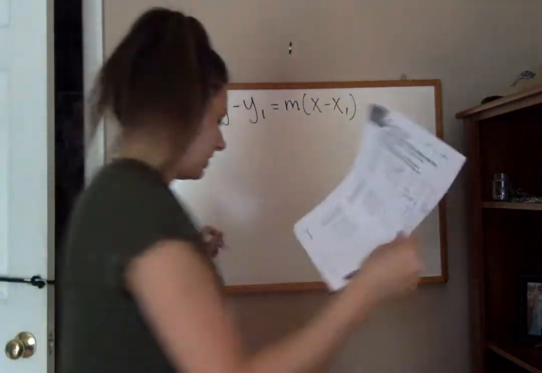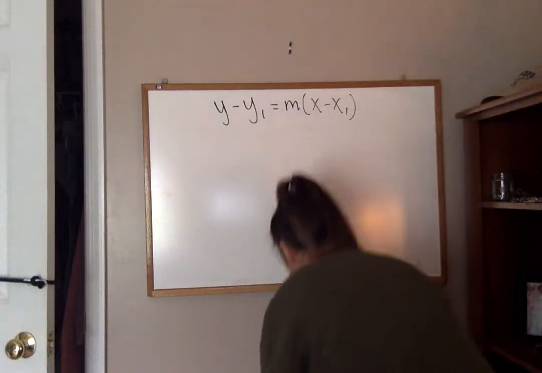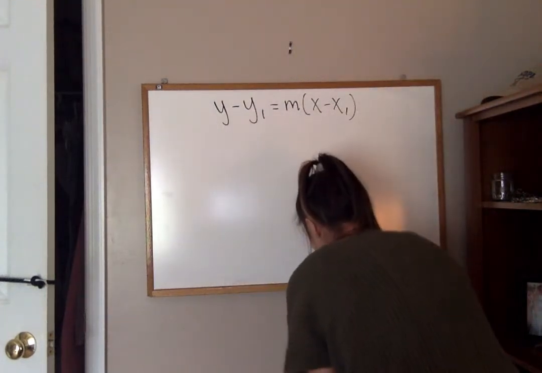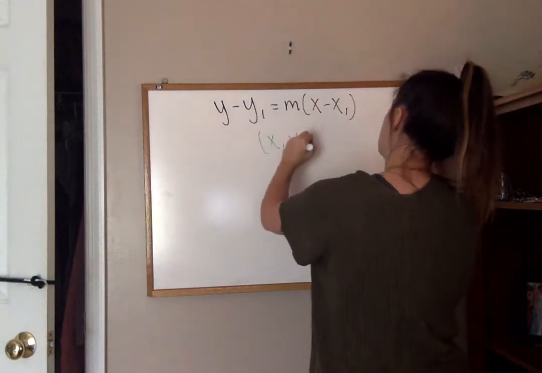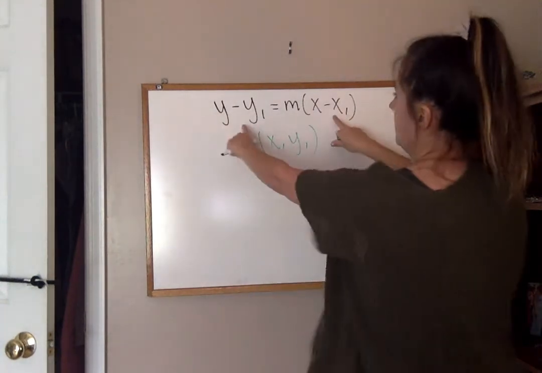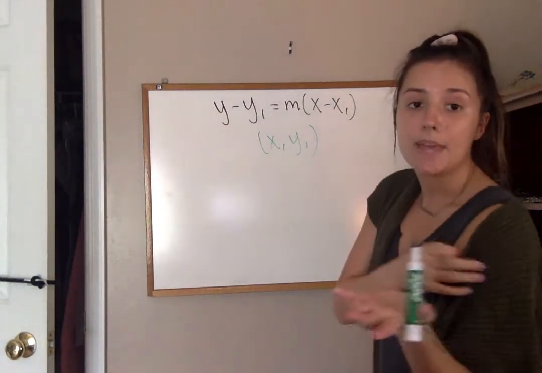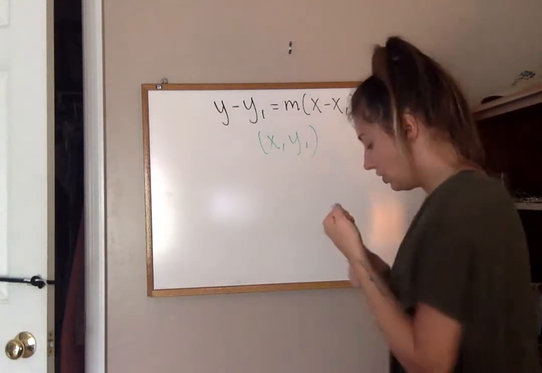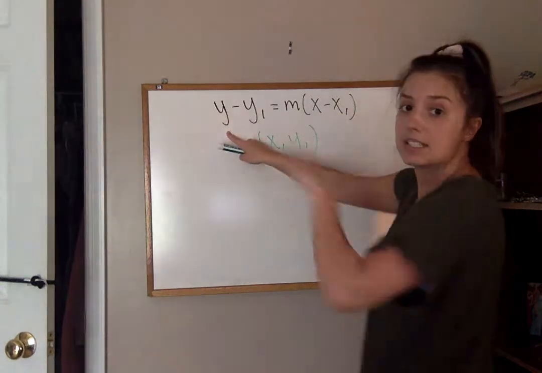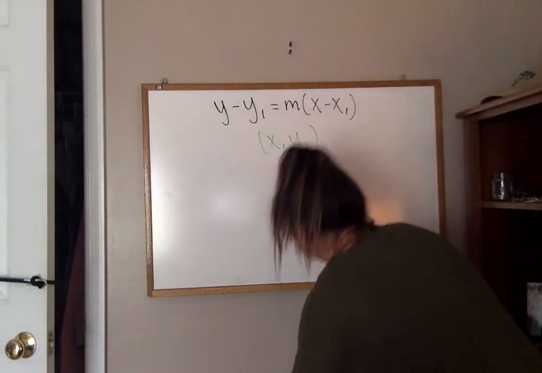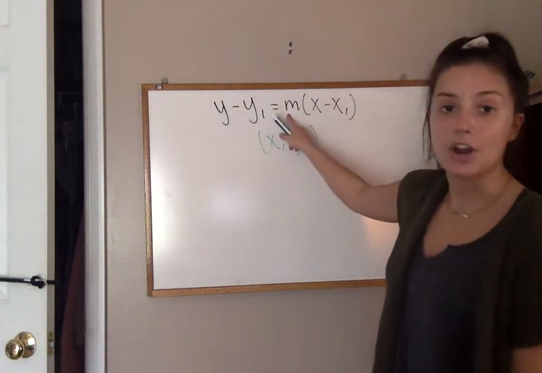You have all these options for coordinate points. So this x1 and y1, pick any point. Any x1 and y1 is going to go in that place. Okay? This y and this x stay. So the only missing thing we really have here is our m.